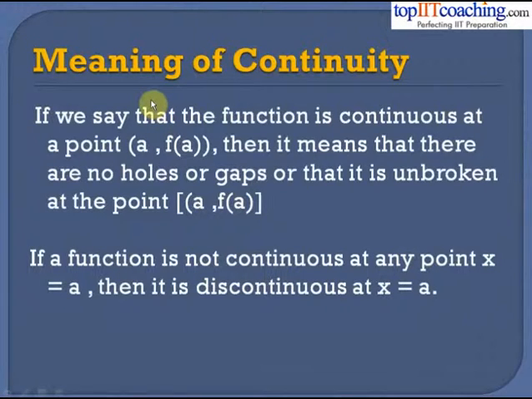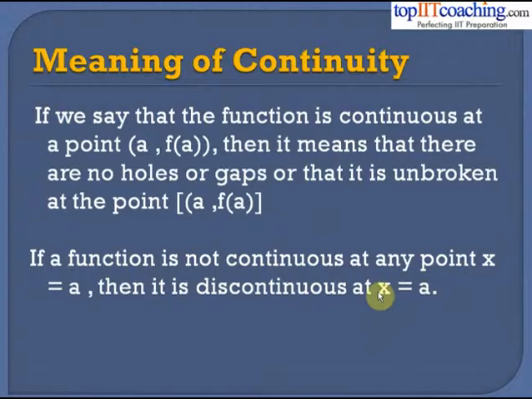Now let's come again to the meaning of continuity of functions in mathematics. If we say that a function is continuous at a point (a, f(a)), then it means that there are no holes or gaps, or that it is unbroken at the point (a, f(a)). So the same concept of continuity applies in mathematics, and the literal meaning is that if a function does not have any holes or gaps at any point (a, f(a)), then the function is said to be continuous at the point x equal to a. Now if a function is not continuous at any point x equal to a, then it is said to be discontinuous at the point x equal to a.